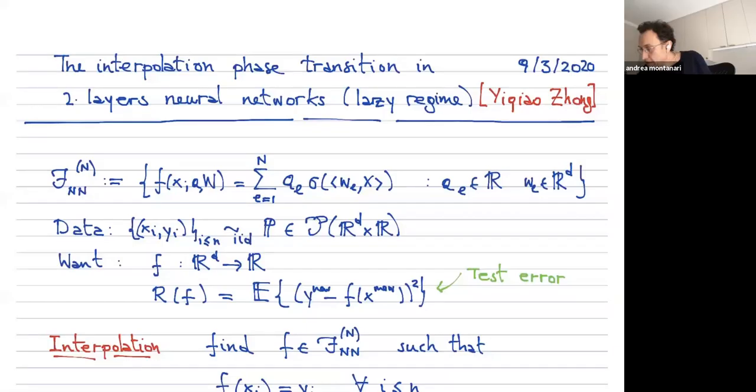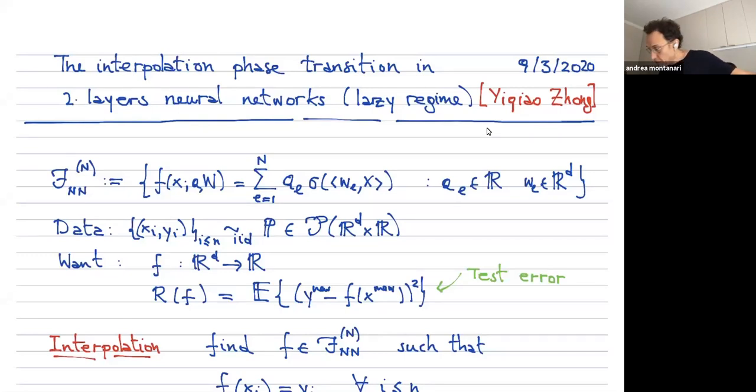So this is joint work with Yichao Zhang. And I'll be talking about this interpolation phase transition with two-layer networks. And the focus is on what is called the lazy regime, and I'll explain what this is along the talk.